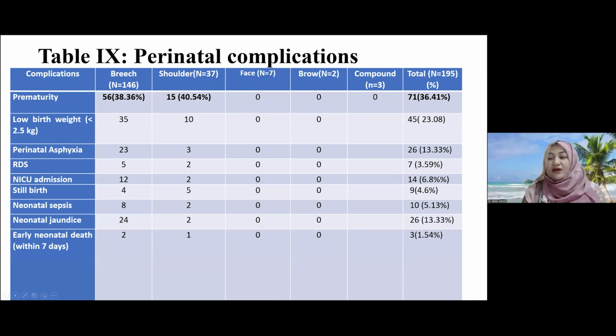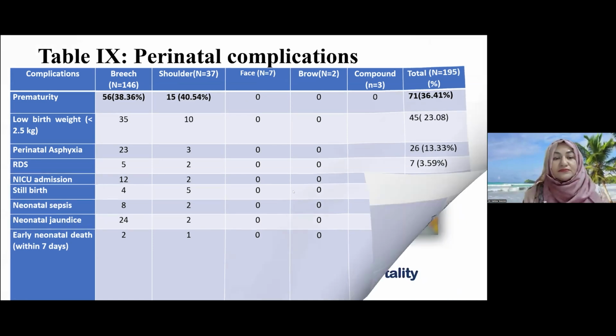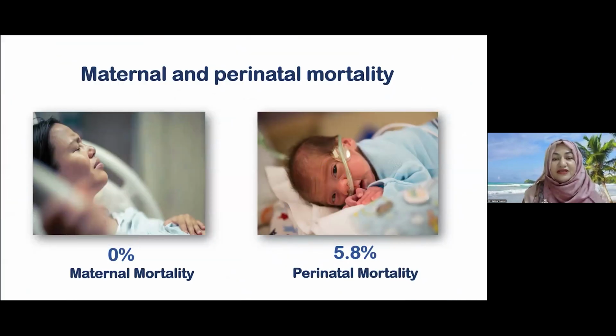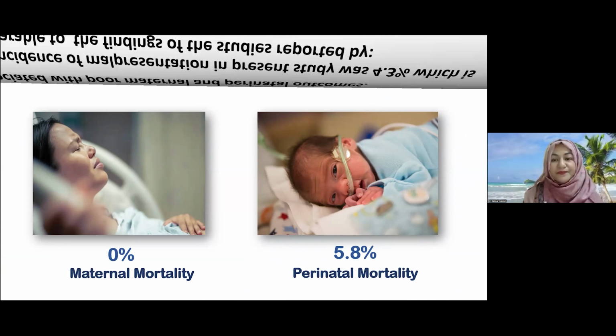Here, the maximum perinatal complications were prematurity, that is 36.41%, followed by low birth weight, 23.08%, and perinatal asphyxia, 13.33%. In my study, perinatal mortality was 5.8%, but there was no maternal mortality.